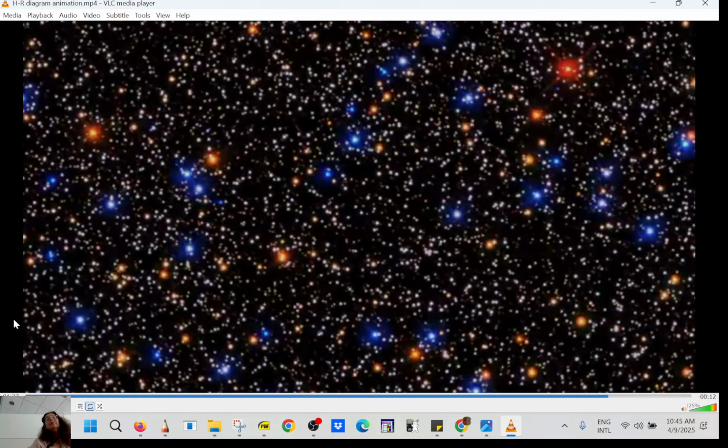So you see how it's done? You have a cluster of stars. They are all linked together by gravity, glued together by gravity. And then you can plot each one of them on the HR diagram.